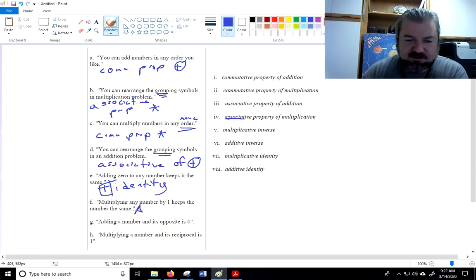Well, that's the multiplication identity. I wrote a star, I meant an asterisk. Adding a number and its opposite is 0. So if you add a number and its opposite, you get 0, which is the additive identity. That's the additive inverse. Multiplying a number and its reciprocal gives 1. 1 is the multiplicative identity, so that's the multiplicative inverse. All right.